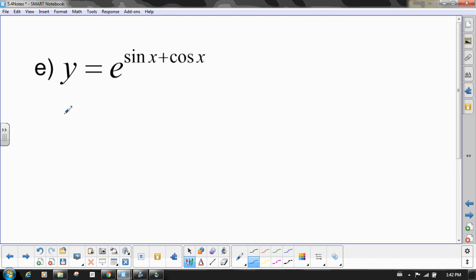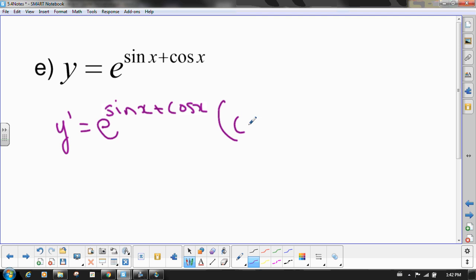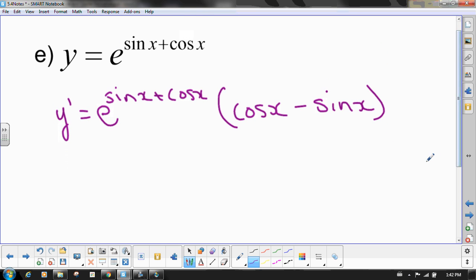All right, so why don't we put e and sine and cosine all in one question to make it that much more fun. So when I do my derivative, y prime equals the derivative of e to the anything, which is e to the anything. So I'm just rewriting it. Then I'm going to multiply by the derivative of my exponent, which becomes cos x minus sine x. And that's all we can do here. So again, the derivative of e to the anything is itself, and then you have to multiply by the derivative of whatever that exponent is.